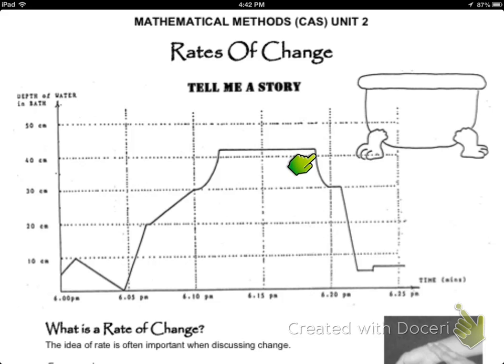And a negative rate of change is occurring here, perhaps as a person steps out of the bath, and perhaps as the plug is pulled out and the water is flowing out of the bath at quite a fast but negative rate. The rate's negative here because the depth is falling over time.